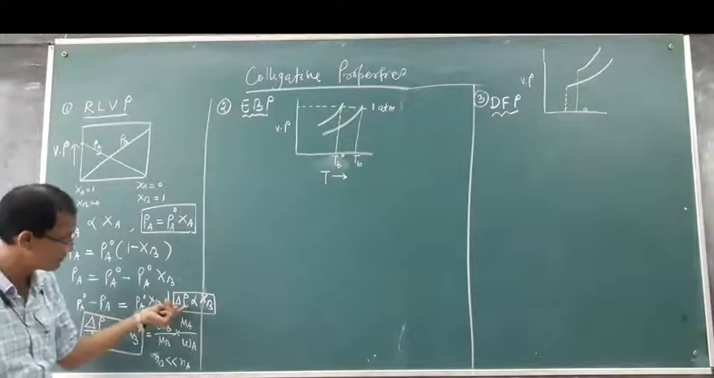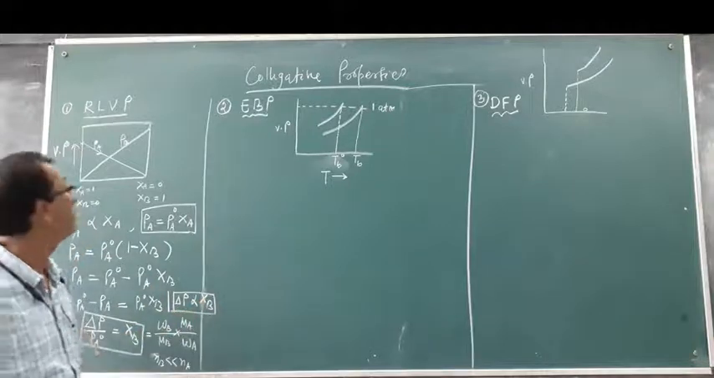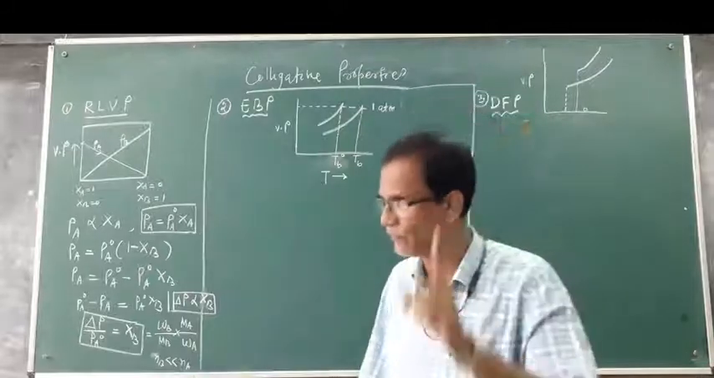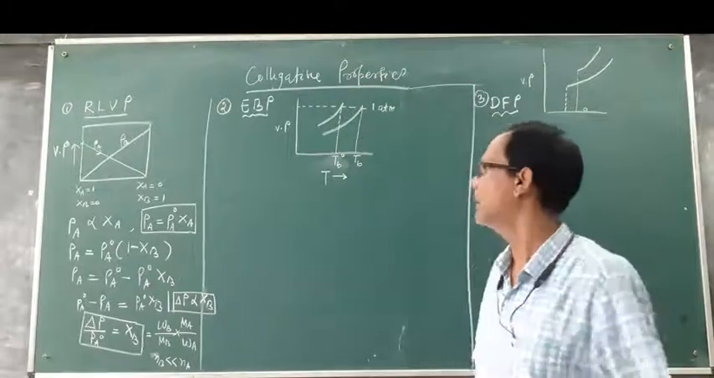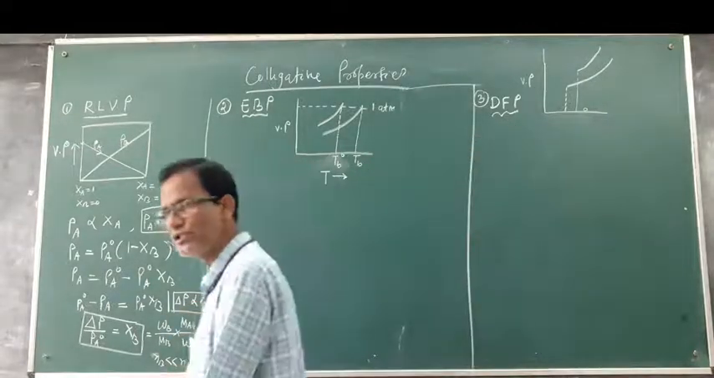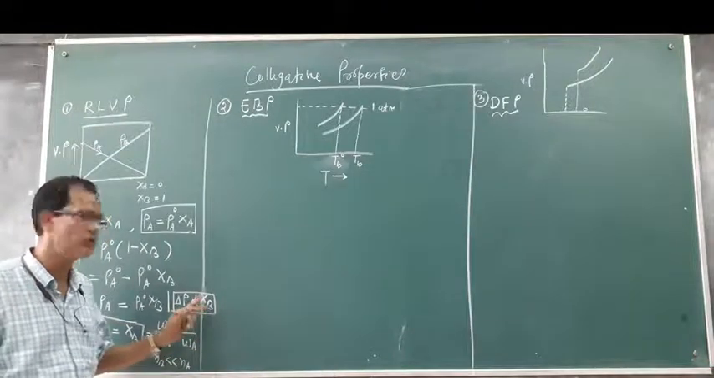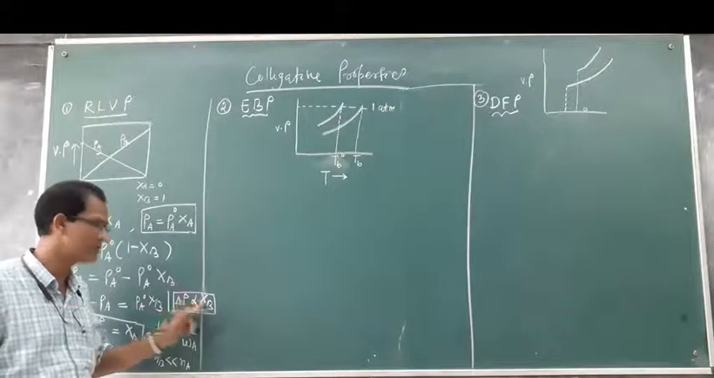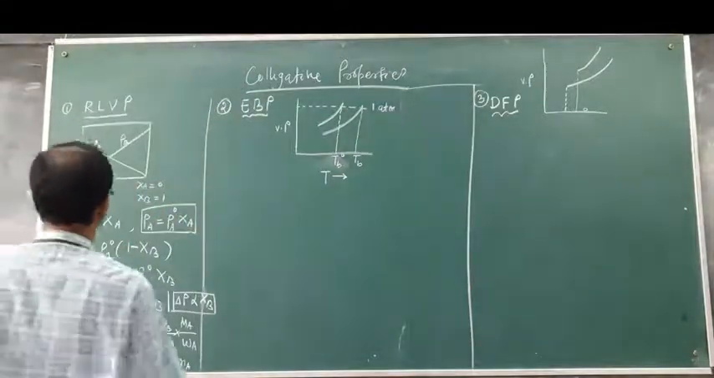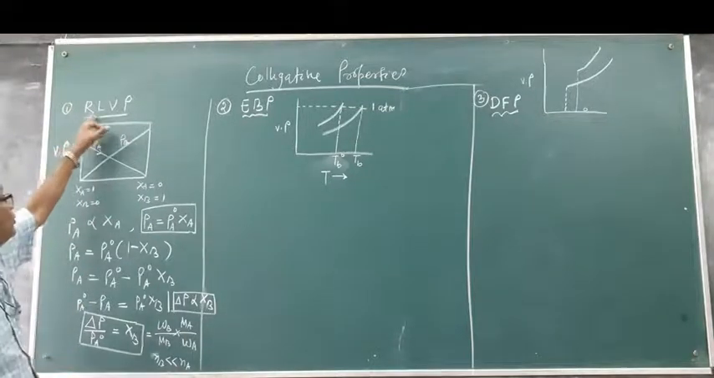As the decrease in vapor pressure is directly proportional to the mole fraction of solute, the decrease in vapor pressure of a solvent containing a non-volatile solute is always directly proportional to the amount of solute added. That means it is directly proportional to the mole fraction of the solute added. So this is regarding the first colligative property, relative lowering of vapor pressure.